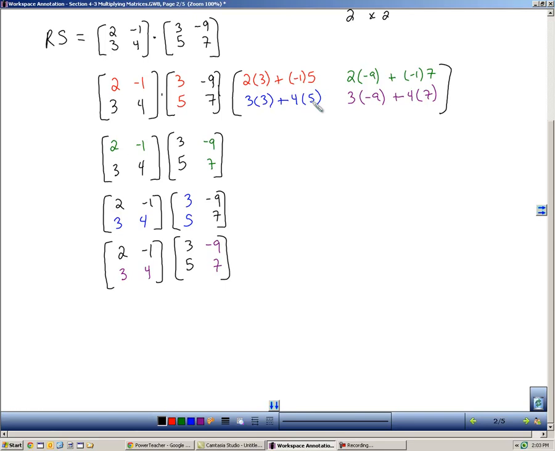And I'm going to simplify each one of these. 2 times 3 is 6. Minus 5 will be 1.